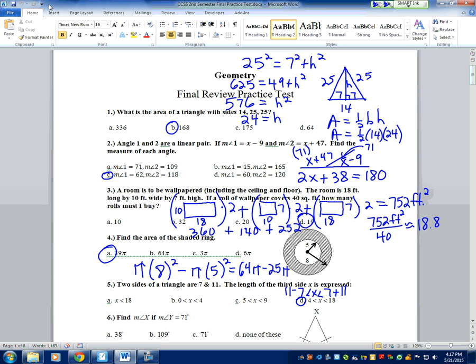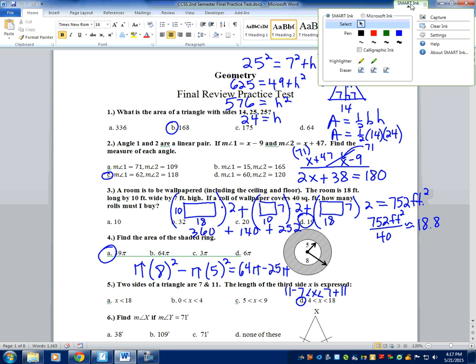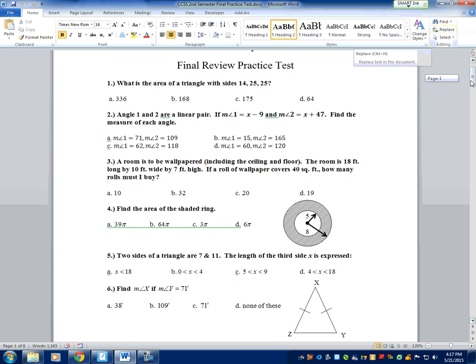Number 6 here. Are there any questions on any of this? Are we going to have to know the pi r squared formula by heart? No, that's also on the formula sheet. You should know it, but it's on there, so don't spend time memorizing that. Any questions on 1 through 5? We'll look at the next 5 together. Is that good? Yeah. Let's move on.